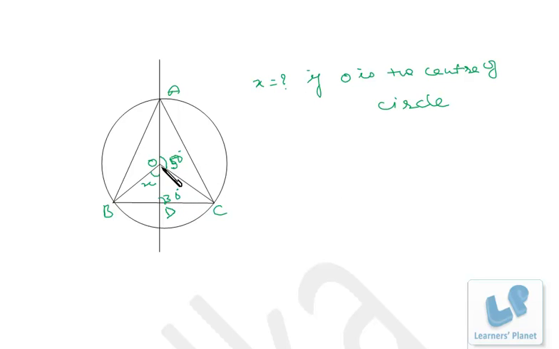Now see here carefully. This complete angle is 180. So if this is 50, this portion is 130, right? This portion is 130.